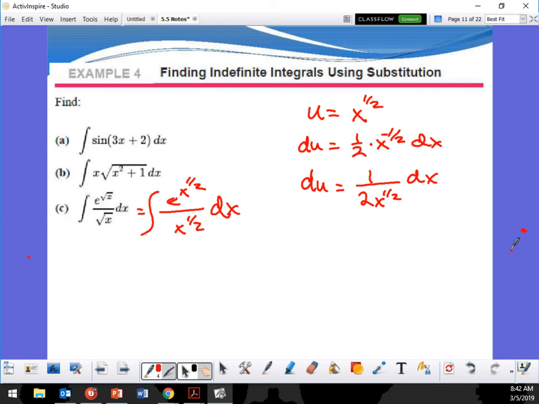So I need to take care of that, and I will be able to here, right? Yeah, we just need to multiply both sides by 2. So now it's going to become 2 du is equal to 1 over x to the 1/2 dx. So I'm going to clear up all that mess down there. And now it's going to be the integration. So I'm going to take out that 2, e to the u du.